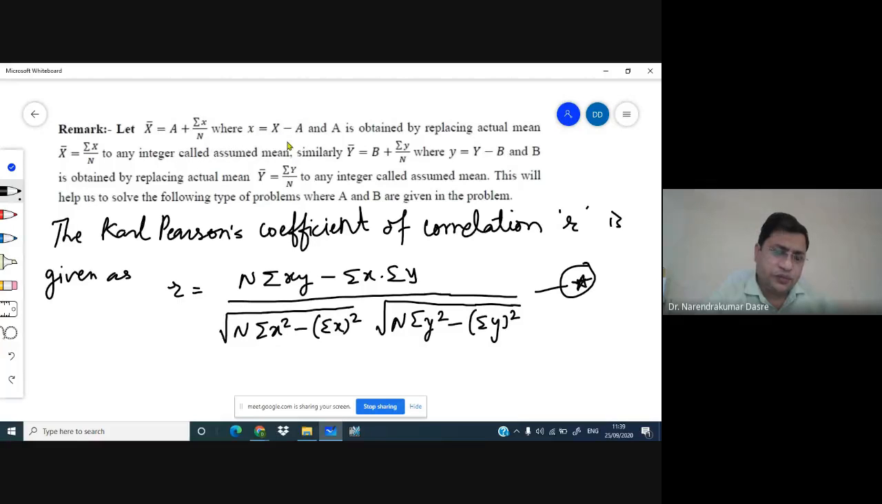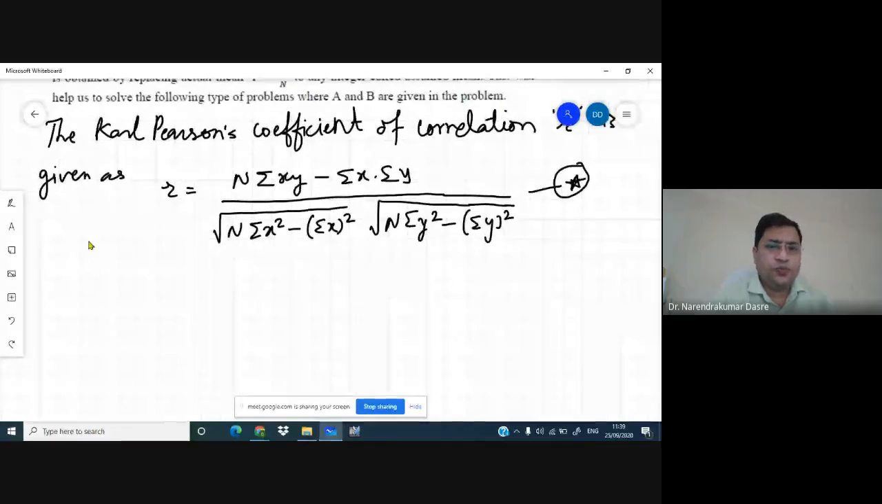This is the formula we have for the assumed mean, or the data when we have calculated all the terms with assumed mean. Now the question is, is this formula and the formula given to you earlier the same? Yes, it is the same.